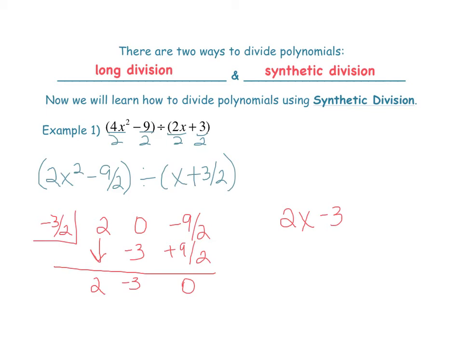Because there is no remainder, that means 2x minus 3 is actually a factor of 4x squared minus 9. It also means that 2x plus 3 is a factor of 4x squared minus 9. So our answer, or excuse me, our quotient for this is 2x minus 3. Now let's do another example.